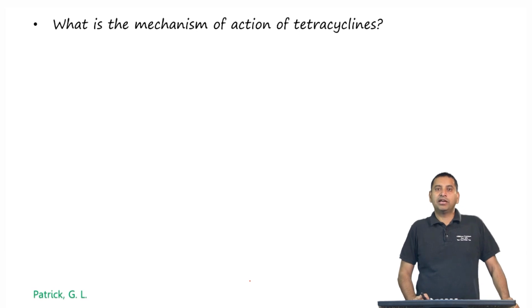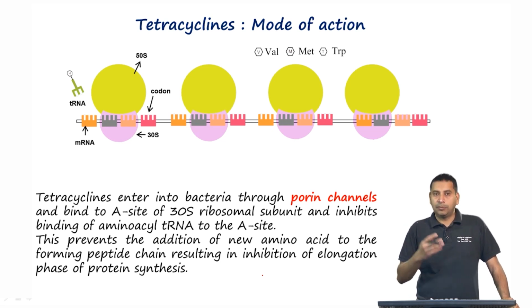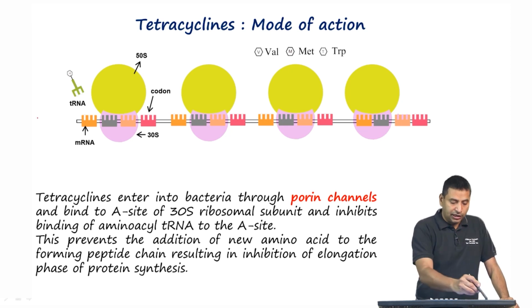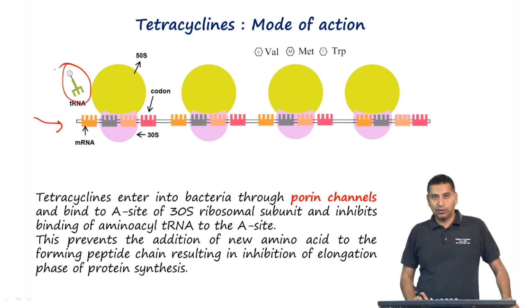Next question is, what is the mechanism of action of tetracyclines? So, tetracyclines enter the bacteria through pore channels, and they interfere with the action of ribosomes. So, the A site of the ribosomes, which are important in protein synthesis, is where these tetracyclines are going to bind to. So, as we have discussed earlier, there are two subunits of ribosomes, the 50S subunit and the 30S subunit, and here is the mRNA, and here is the tRNA which is charged with the amino acid.